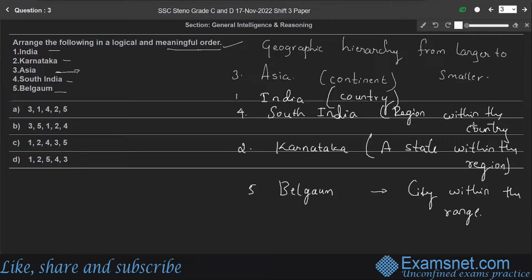Therefore, in a logical and meaningful order, the given places are arranged as 3, 1, 4, 2, 5. Option A is the right answer.